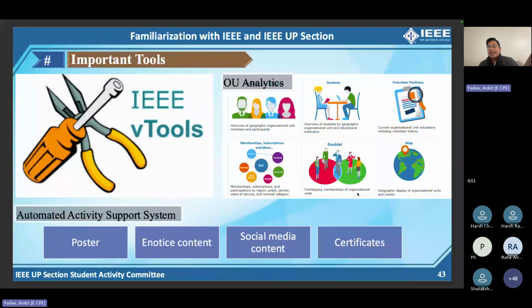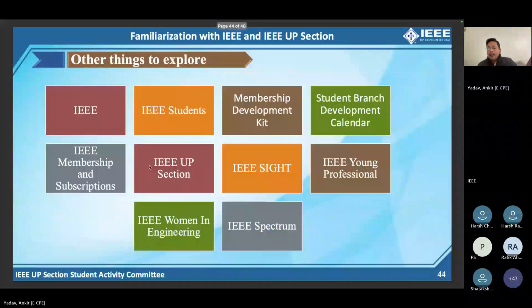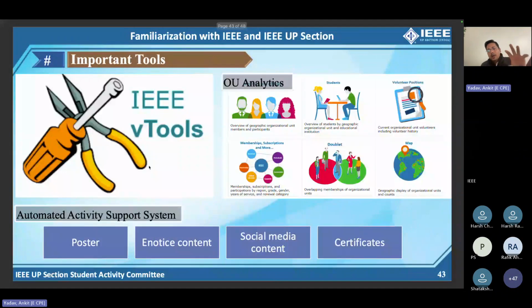IEEE tool is basically a reporting platform where we need to report our activities, we need to report for the funding, the annual report of IEEE, sorry, and where you need to report your branch members, who are the office bearers of your branch and who is holding what position. So that reporting basically happens on the IEEE tool. Then there is another portal, IEEE Analytics, from where you can get the information.